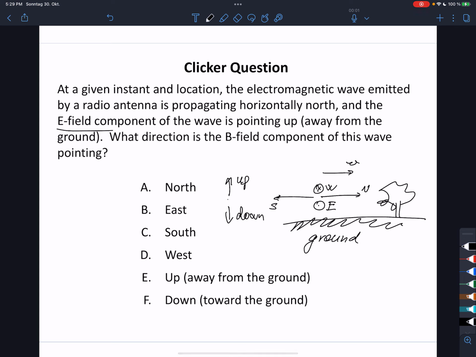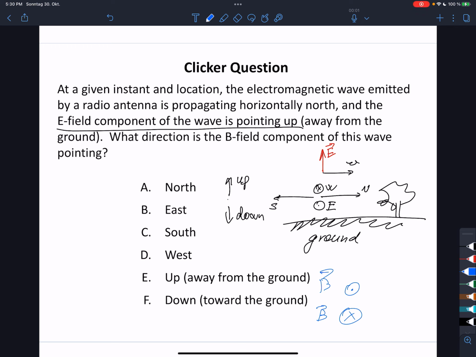Okay, very good, I have all this set up, so I'm continuing further. The electric field component of the wave is pointing up. Okay, very good, so indeed I needed that. So the electric field points up. What is the direction of the magnetic field component of that wave? Very good. So the magnetic field has to be perpendicular to both E and V. It means that the magnetic field is either pointing out of the page or into the page. So there are two possibilities for the magnetic field. Now let's try them both.